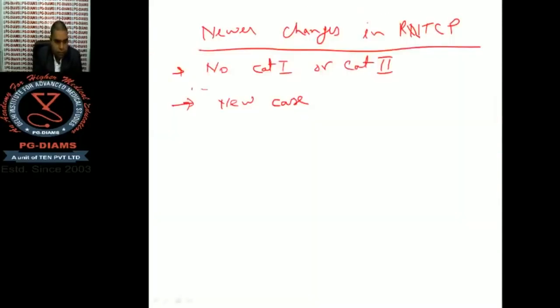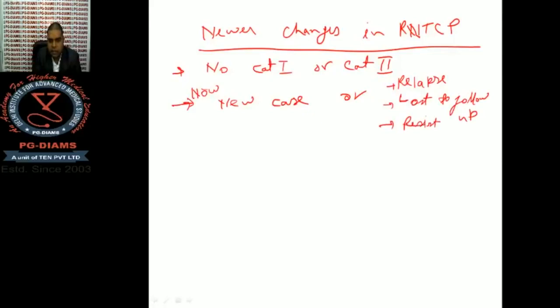either new case or relapse, failure. Failure is not used anymore. We use the term loss to follow up, or resistance. These loss to follow-up or relapse cases are all in the second category, but they are not named as category 2. There are 2 categories still, but they are not named or classified under category 1 or 2.